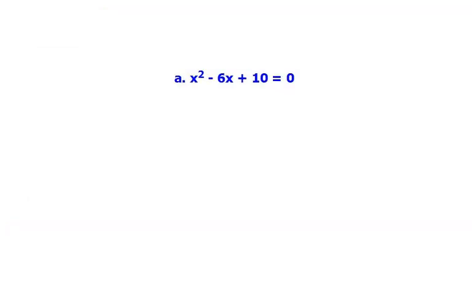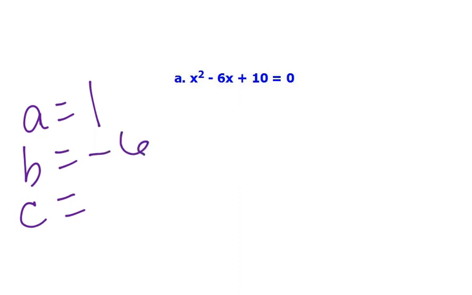So let's find the discriminant. Start out by figuring out what is A, what is B, and what is C. A is the coefficient for x squared, so it's 1. B is the coefficient for x, and so it's negative 6. And C is your constant. You can either list them to the side, or you can come up here and label them. Whatever works best for you.